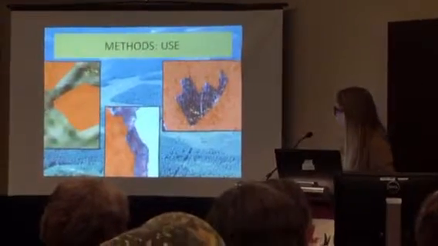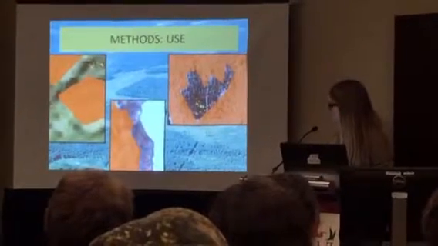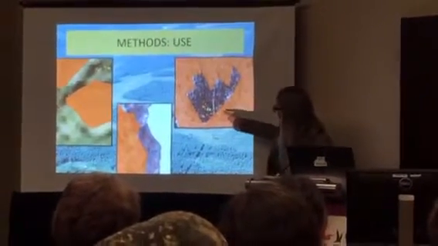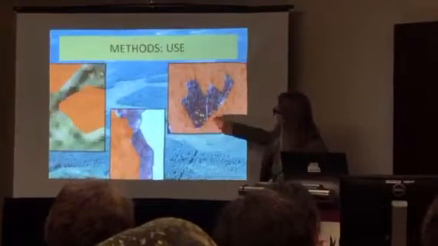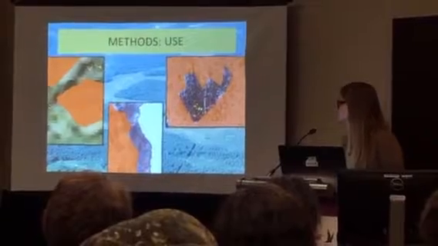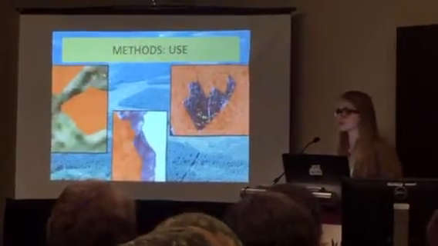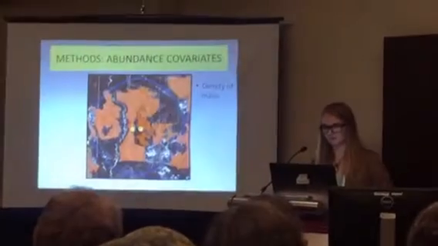For use, this is still in progress. So far we've used minimum convex polygons to delineate home range boundaries, and then we looked at the percent of post-harvest stands, shown in orange here, that was included within the home range. And our next steps are to use kernel density estimators to get a better idea of home range, core home range, and the level of use within the home range.